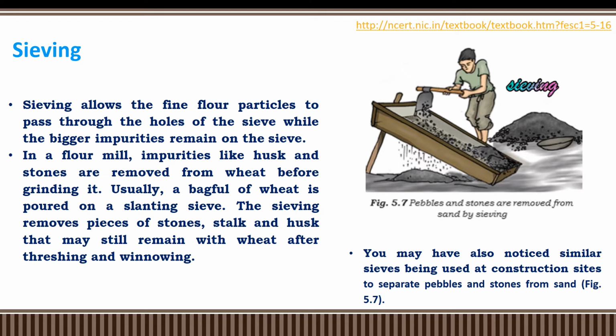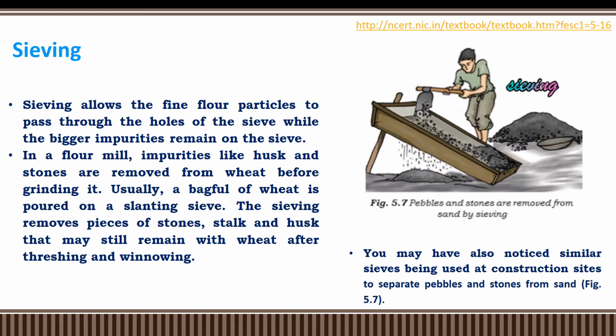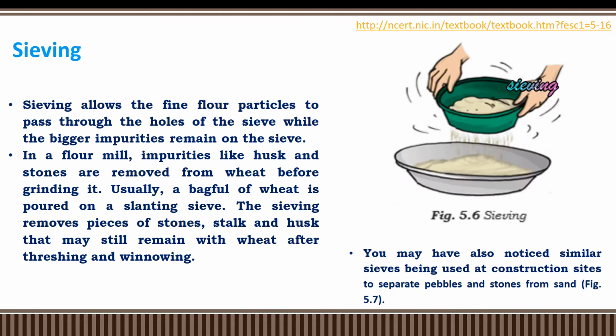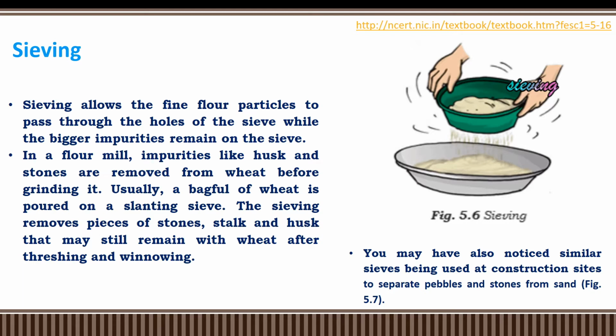Sieving. Sieving allows the fine flour particles to pass through the holes of the sieve while the bigger impurities remain on the sieve. In the flour mill, impurities like husk and stone are removed from the wheat before grinding it. Usually, a bag full of wheat is poured on a shaking sieve. The sieving removes pieces of stones, stalk and husk that may still remain with wheat after threshing and winnowing. You may have noticed a similar sieve being used at construction sites to separate pebbles and stone from sand as shown in figure 5.7.